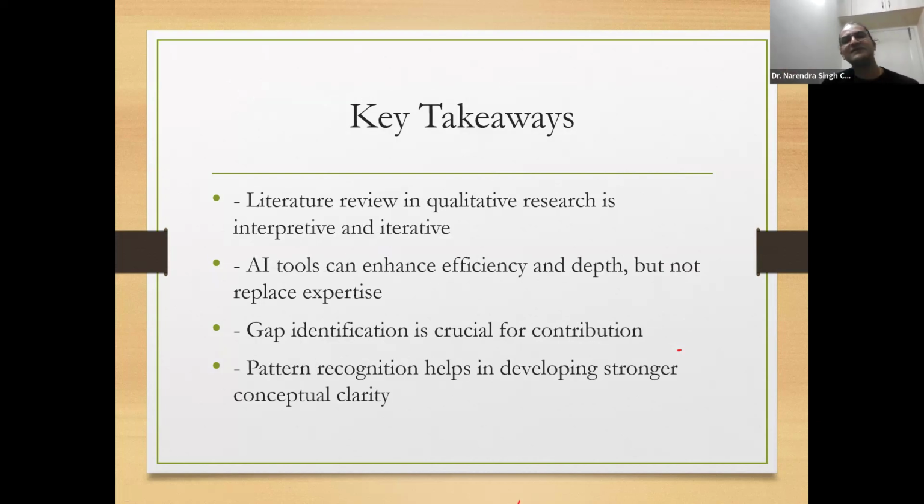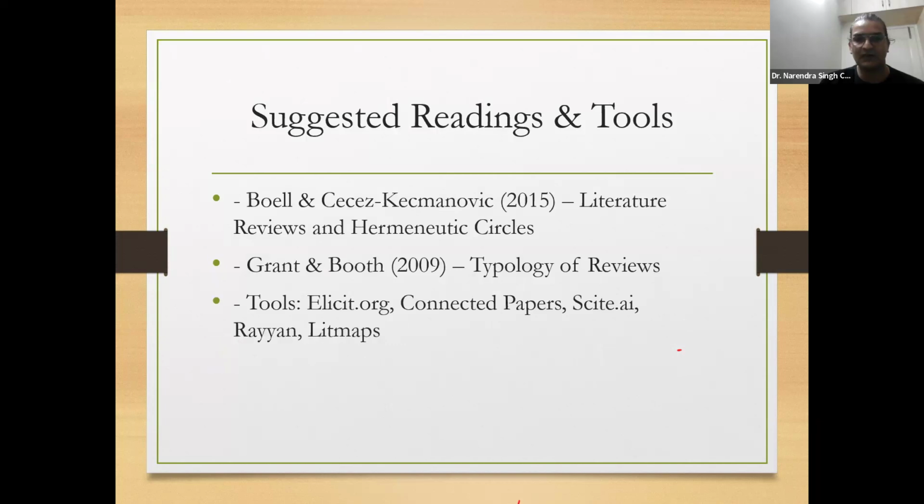And these are the key takeaways. So literature review in qualitative research is interpretative and iterative. AI tools can enhance efficiency and depth, but not replace expertise. So definitely you are the expert, not AI. Gap identification is very, very crucial for contribution. And definitely pattern recognition helps in developing stronger conceptual clarity. So this is all.